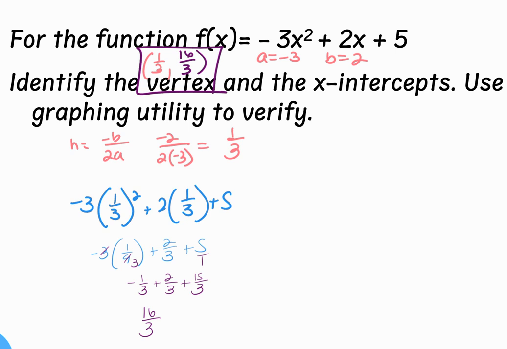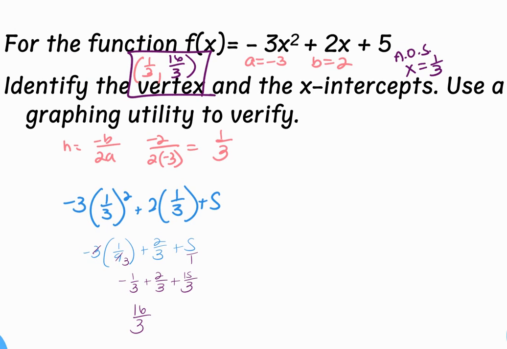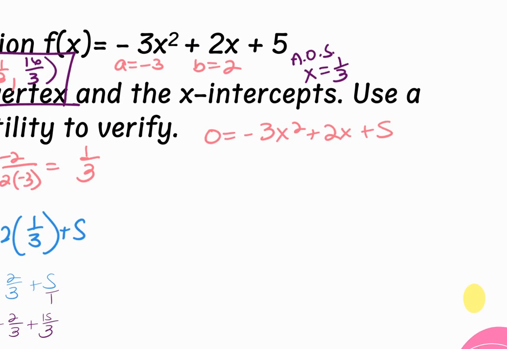What's your axis of symmetry? I didn't ask for it, but you'll need to know it. What's the axis of symmetry? X equals 1/3, right? X equals the h coordinate of your vertex. And to find the x-intercepts, we're going to make y, which is f of x, 0. Again, my advice would be to check to see if it's factorable. If it's not factorable, you use quadratic. But if it's factorable, usually that's quicker.